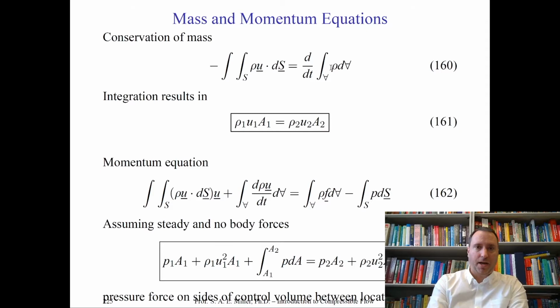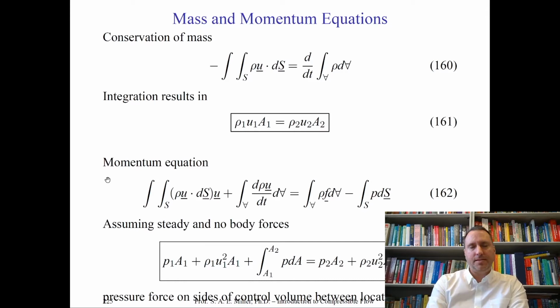So in this stream tube case, we have an inlet and outlet, and we can simply write this as rho 1 u1 A1 equals rho 2 u2 A2. And notice we've kept the subscripts 1 and 2 on the A's, unlike we did before. So now in equation 161 for this particular slide set, we have conservation of mass as a simple nonlinear algebraic equation. Let's now apply the conservation of momentum.